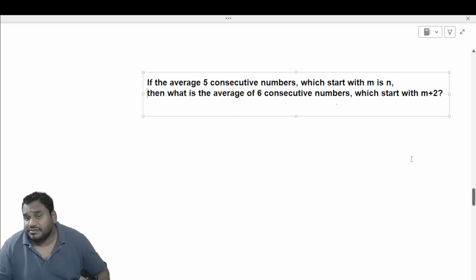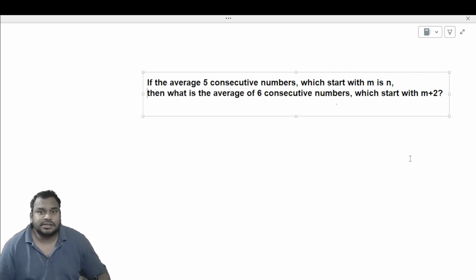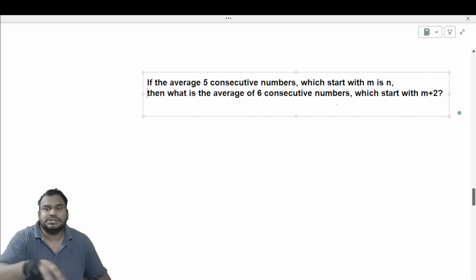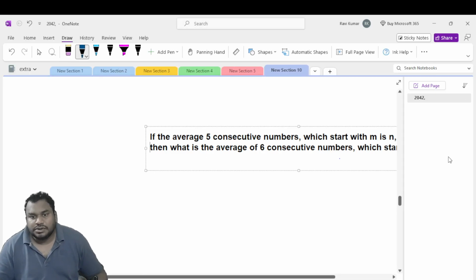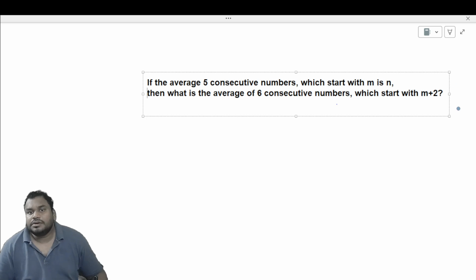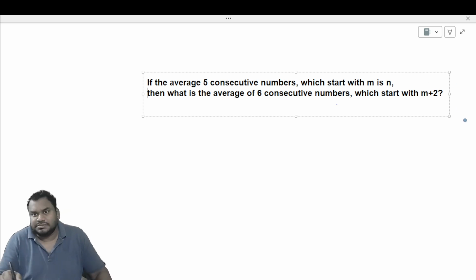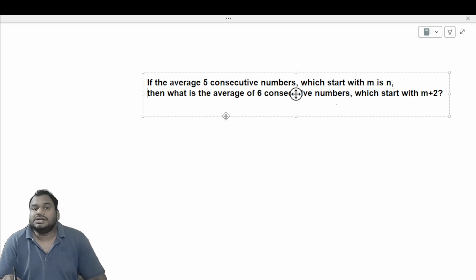Okay, the average of five consecutive numbers which starts with m is n. Then what is the average of six consecutive numbers which starts with m plus 2, is what is asked. Okay, so now, what is the first term? There are five consecutive numbers. Consecutive means one after the other it comes. So 2, 3, 4 are consecutive. 6, 7, 8 the same way. So there is a sequence.